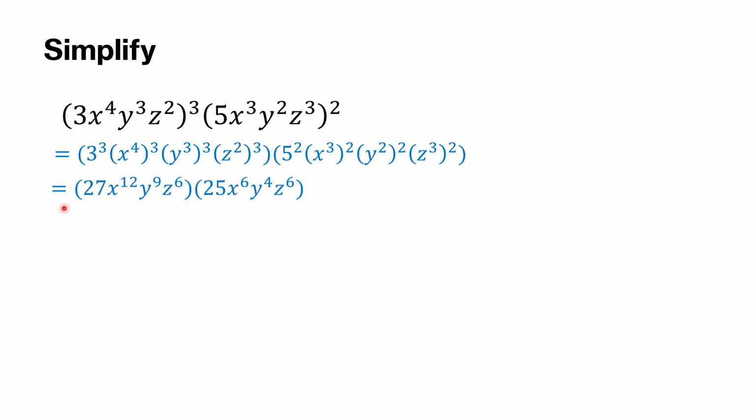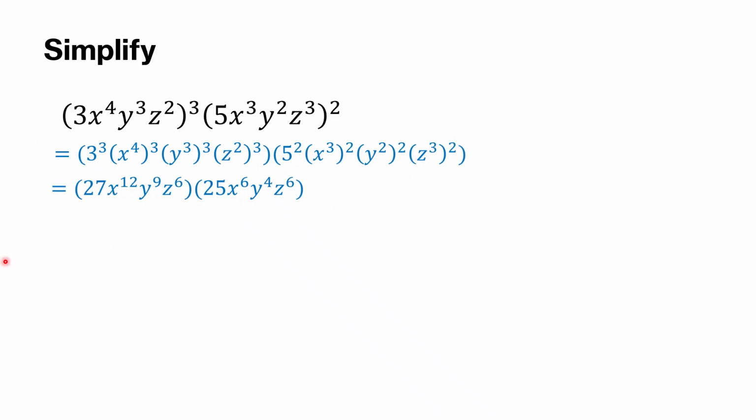Now, simplifying each of the terms, we have 3 cubed, that will be 27, x to the fourth to the third power, that will be x to the 12, y cubed to the third power, that will be y to the 9, z squared to the third power, that will be z to the 6, 5 squared, that will be 25, x cubed to the second power, that will be x to the 6, y squared to the second power, that will be y to the fourth, and z cubed to the second power, that will be z to the 6.